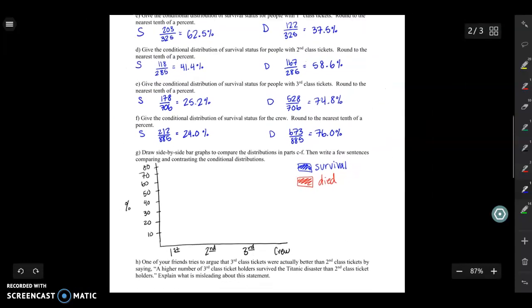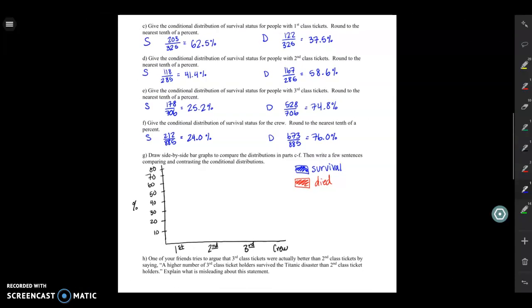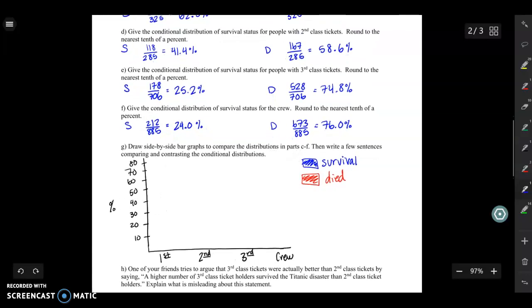So if I look at my first class tickets, I had 62.5% of my people survive. So I'm just going to draw a blue bar that goes up to about 62.5%. It's not going to be perfect, but it's going to be something. I'll shade it in. I'm going to fill in the survival bars for all the rest of them too. My second class had a 41.4% survival rate. It's going to go up to about right there.